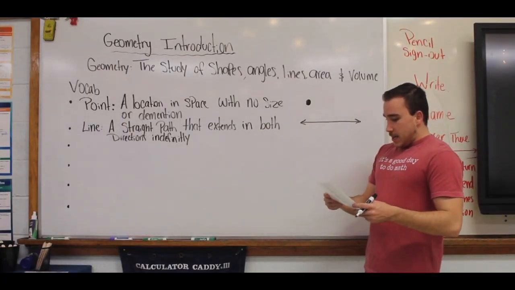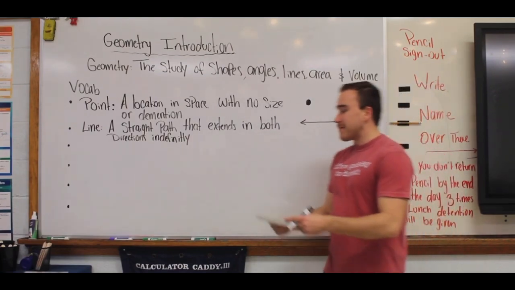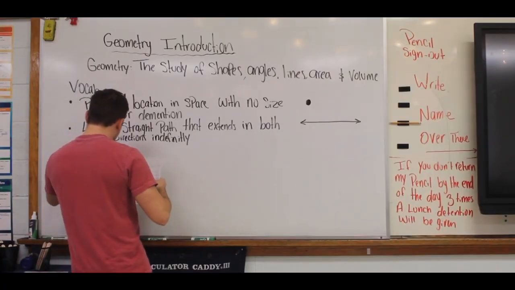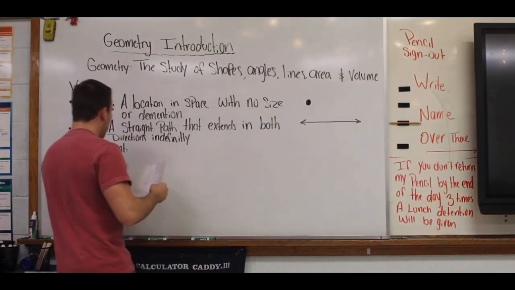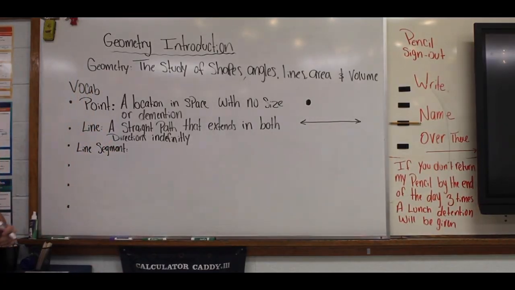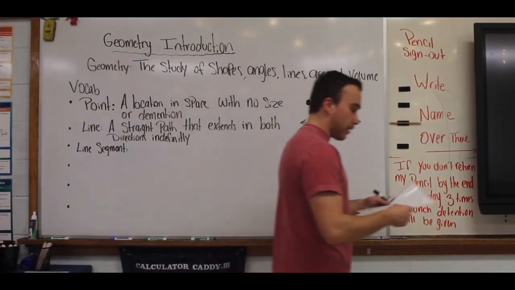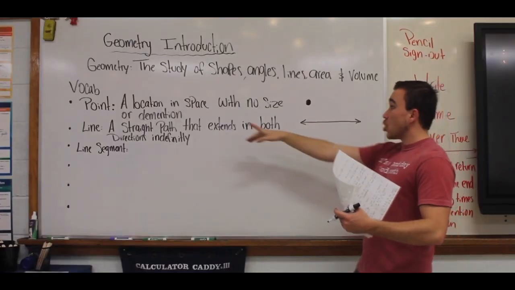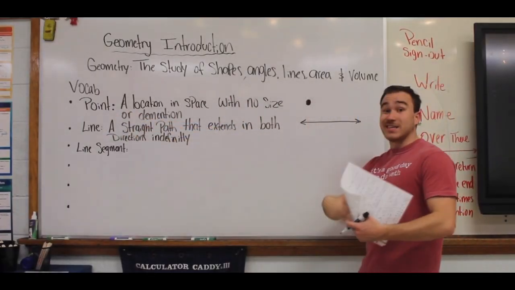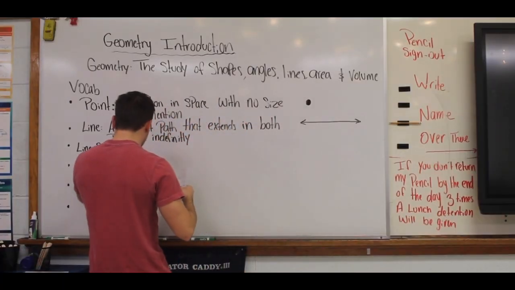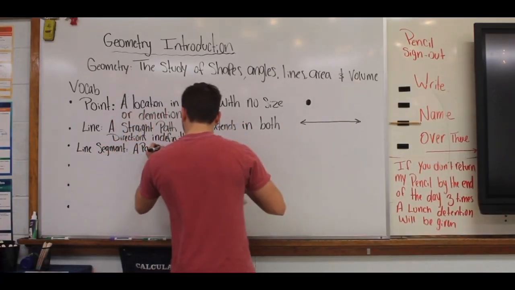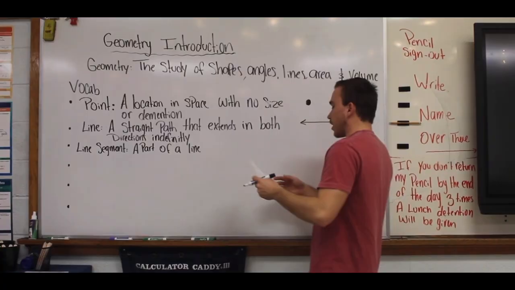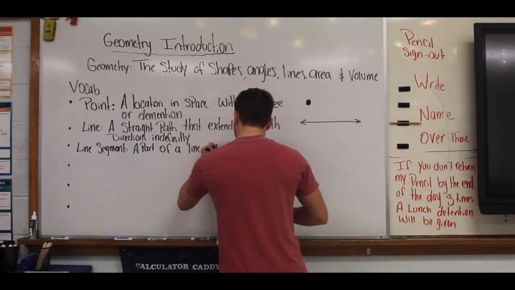Alright? Next up, we have a line segment. A line segment is a part of a line with two endpoints. So it'll start the same way as a line, but instead of arrows on the end, we're going to have two points on the end. And the way we show points is that circle. A part of a line with two endpoints.